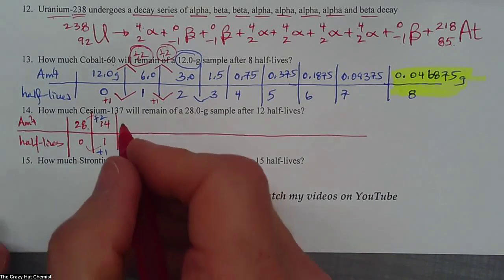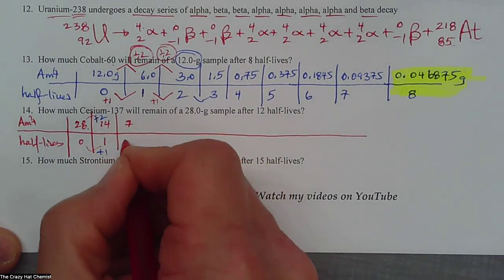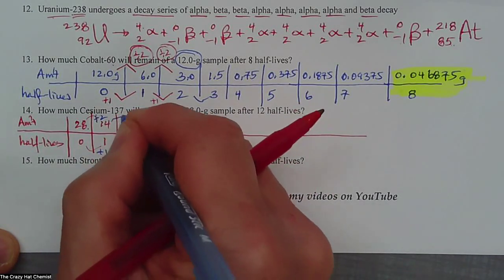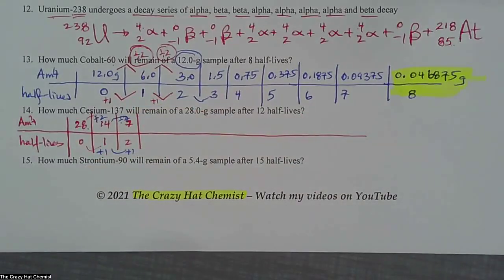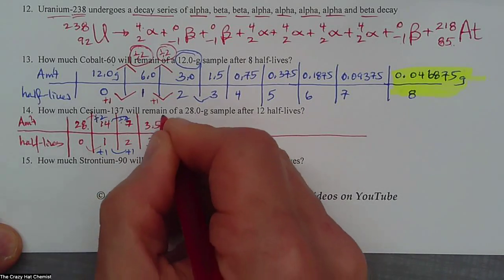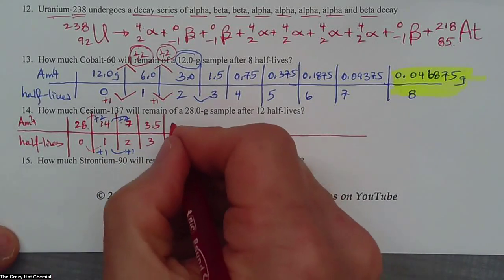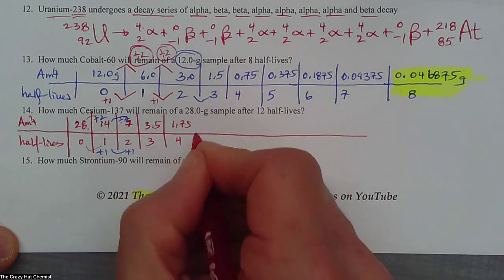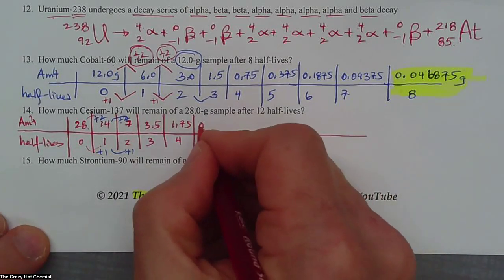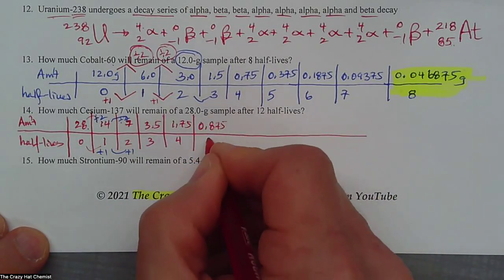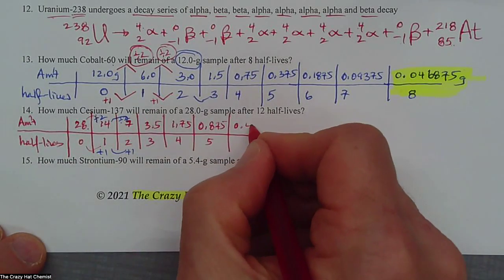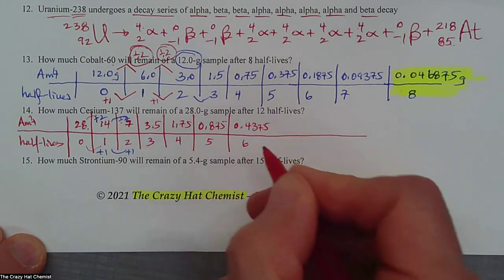Okay, I'm going to take that 14, divide by 2, and I'm going to get 7, and that's the amount at 2 half-lives. So what did I do? I added 1, and over here I divided by 2. Okay, so I'm going to continue that process. This is 3.5 and 3 half-lives. And this is 1.75 and 4 half-lives. This is 0.875 and 5 half-lives. This is 0.4375 and 6 half-lives.